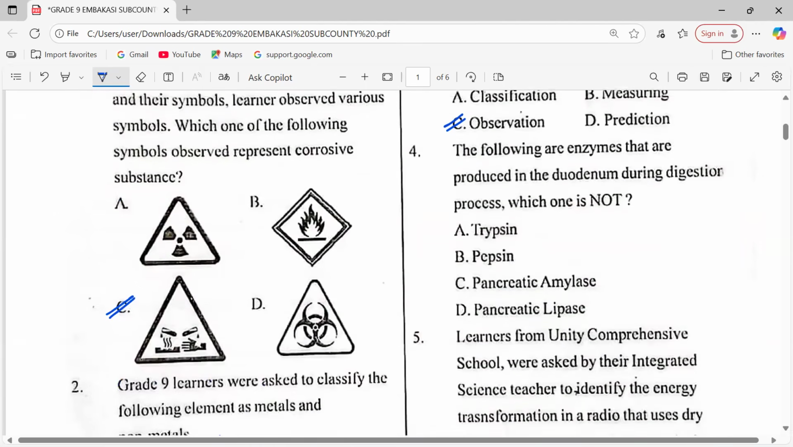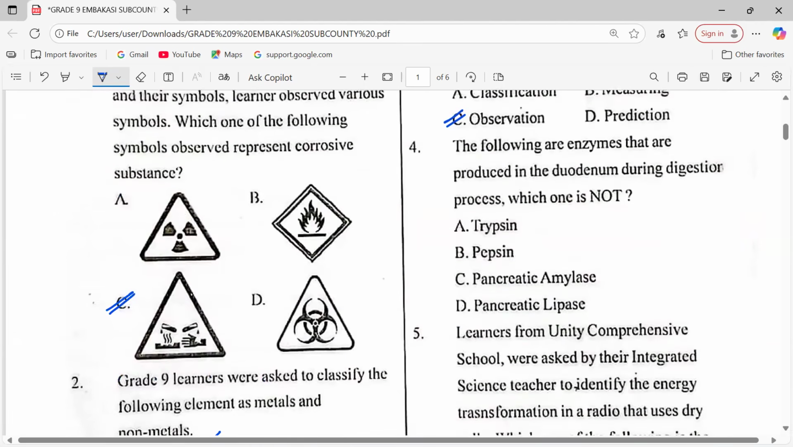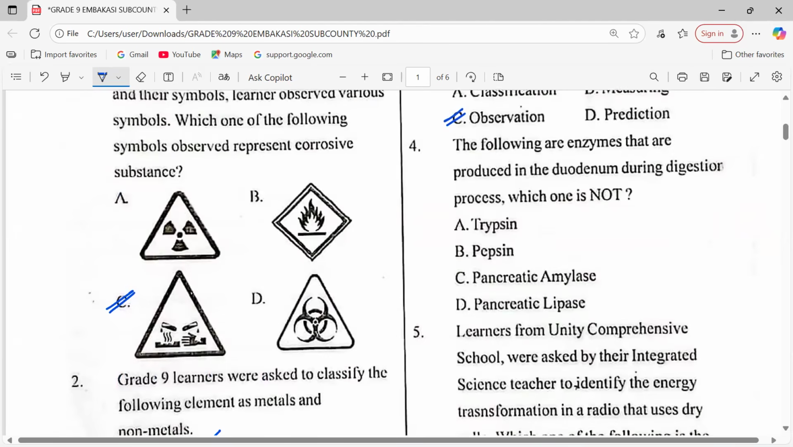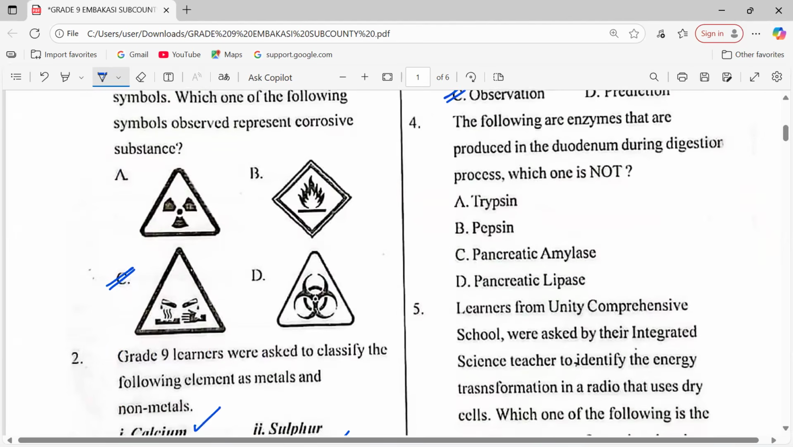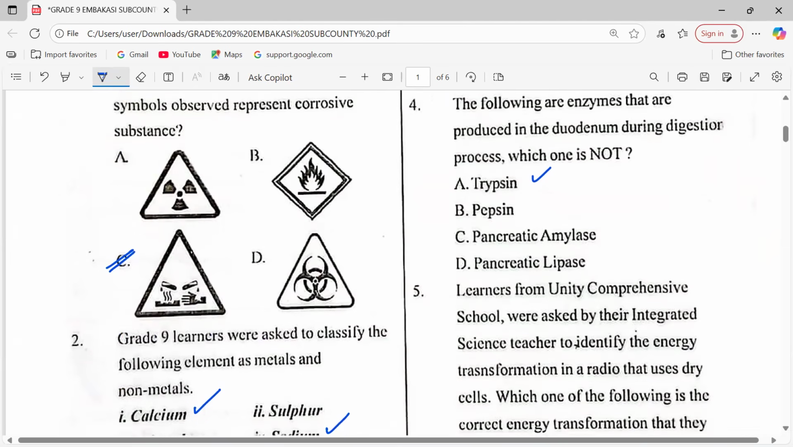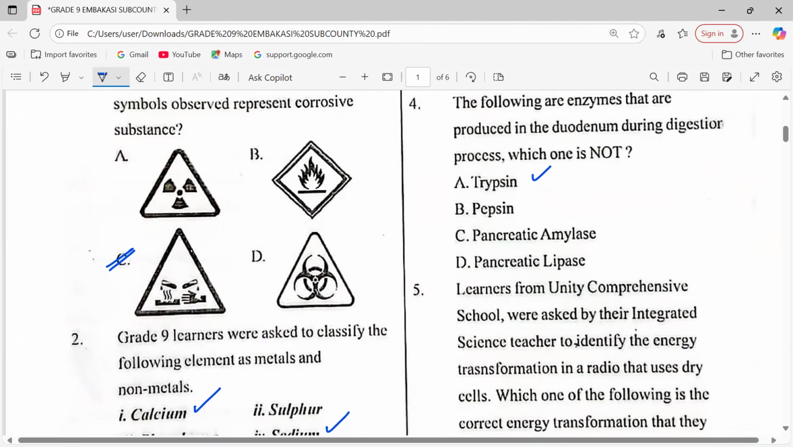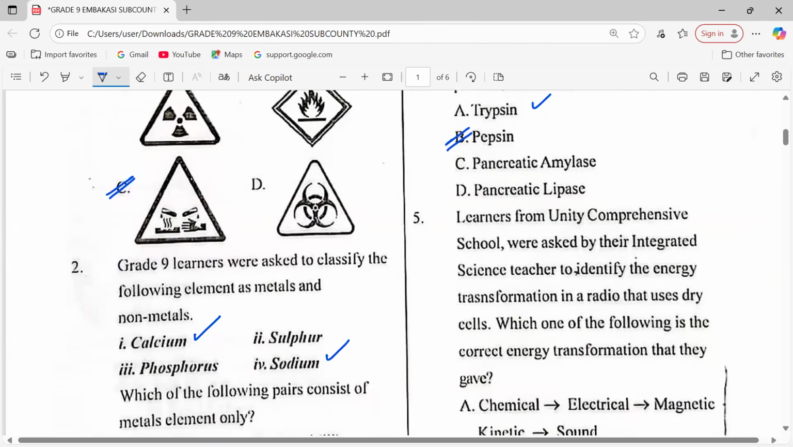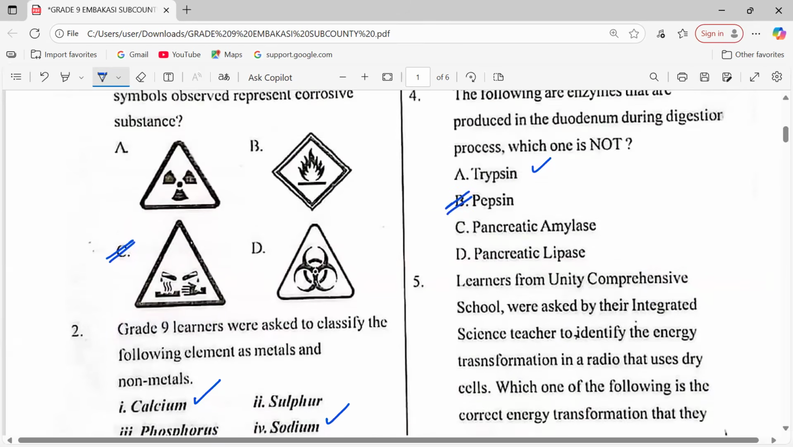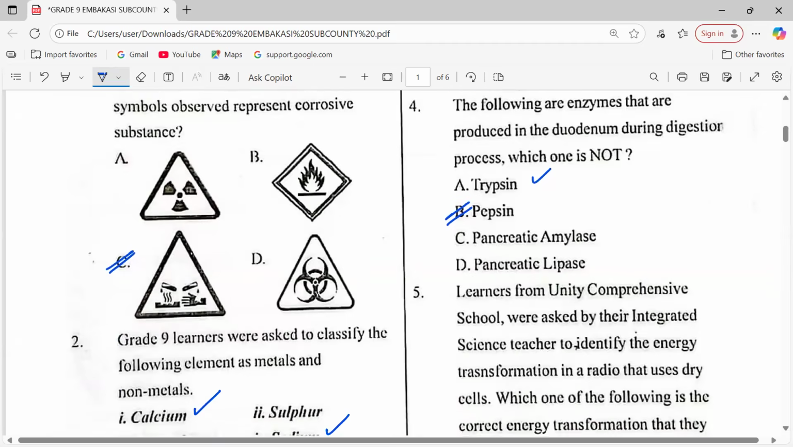Number 4. The following are enzymes that are produced in the duodenum during the digestion process. Which one is not? We have trypsin, pepsin, pancreatic amylase, pancreatic lipase. So it is only pepsin that is produced in the stomach. The others are produced in the duodenum.